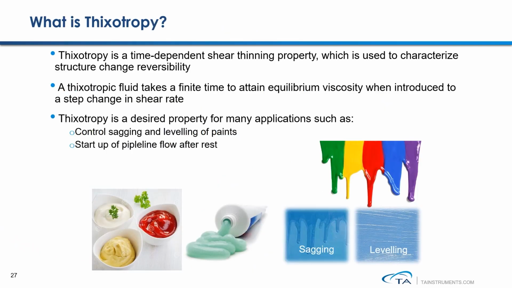As we have discussed earlier, a structured fluid has a yield stress, and it also shows a thixotropic behavior. So what is thixotropy? Thixotropy is a time-dependent shear thinning property, which is used to characterize structure change reversibility. A thixotropic fluid takes a finite time to attain equilibrium viscosity when introduced to a step change in shear rate. Thixotropy is a desired property for many applications, such as controlling sagging or leveling of paints, and startup of a pipeline flow after rest.